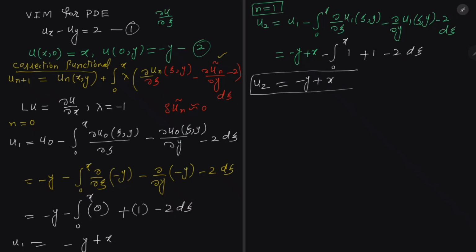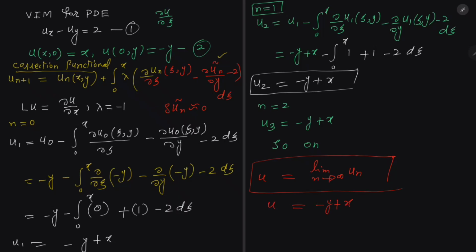So it means that when we have the solution minus y plus x, it will continue like that. For n equal to 2, we get u3 equal to minus y plus x, and so on. So it is actually repeating itself even after many iterations. So our solution is the limit as n approaches infinity of un, which will be equal to u, and that solution is actually minus y plus x. u is equal to minus y plus x.